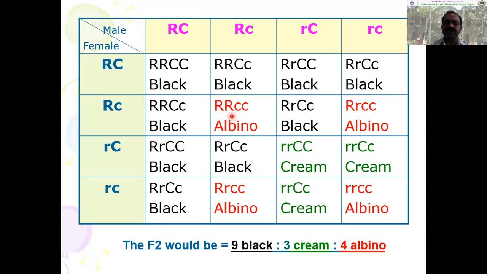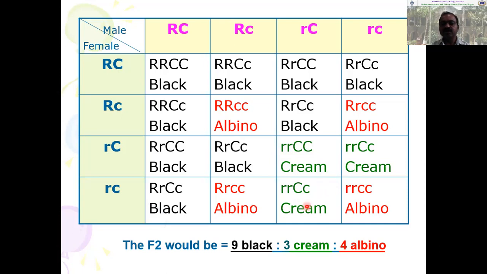Similarly, if we find the combinations which have the small c, these are 1, 2, 3, and 4. So here we have 4 albinos because we have small c. That's why it is called recessive epistasis. In the homozygous recessive condition, small c will mask the expression of its non-allelic pair, capital R or even small r. So small r is only expressed when capital C is there.